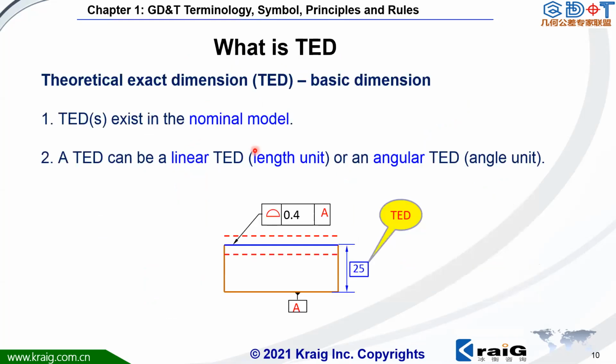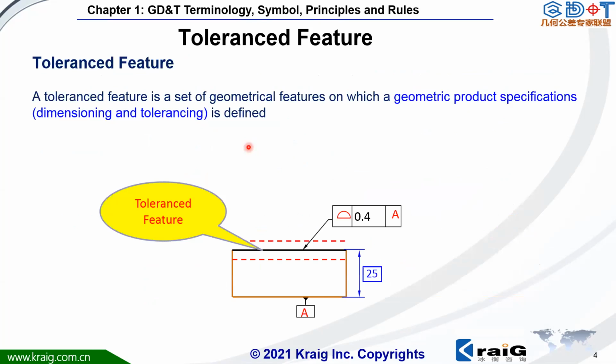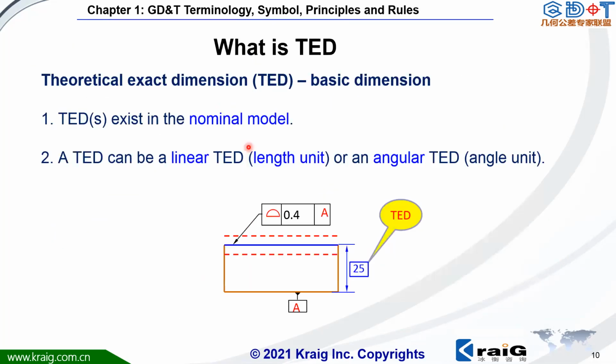So far, we have learned the tolerance zone, and also we have learned the tolerance feature. The next one we're going to learn is theoretical exact dimension, or we call this TED. Sometimes we call this basic dimension, and there could be another name, nominal dimension. The professional way is TED, theoretical exact dimension.